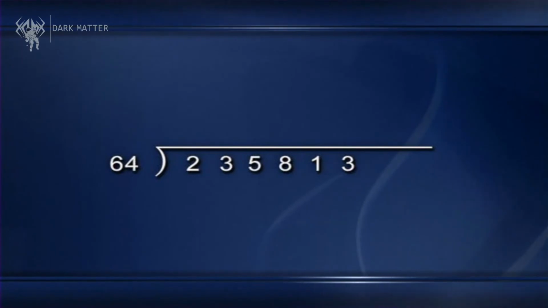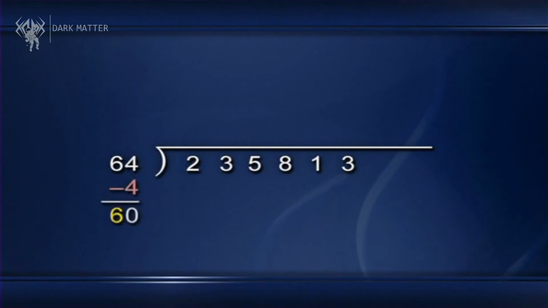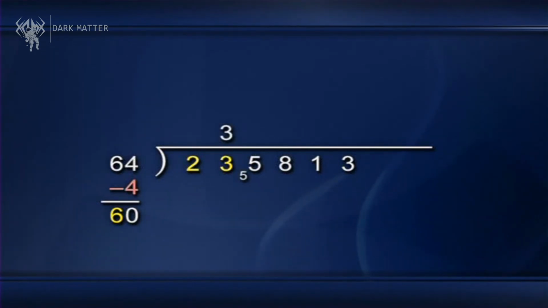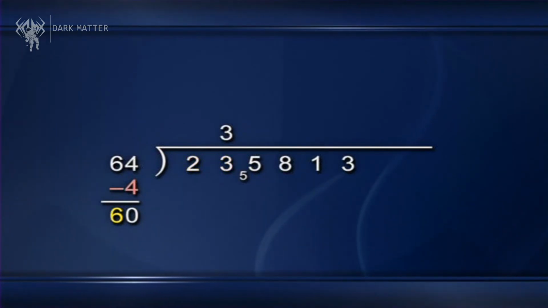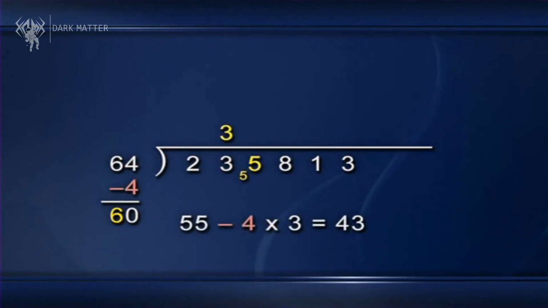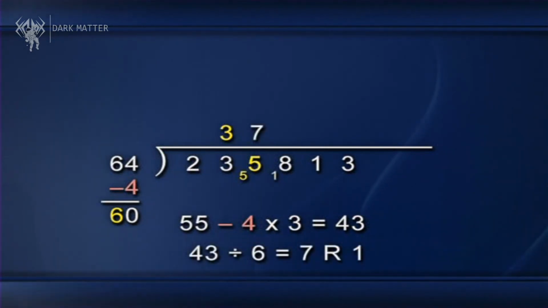I'll illustrate this with the problem 2, 3, 5, 8, 13 divided by 64. Here, the divisor is 6, and the multiplier is -4. So we divide 6 into 23. That's 3 with a remainder of 5. So the 3 goes up, the 5 goes down. Now we do 6 into 55 minus 12, 3 times -4. 55 minus 12 is 43. 6 goes into 43 7 times with a remainder of 1.